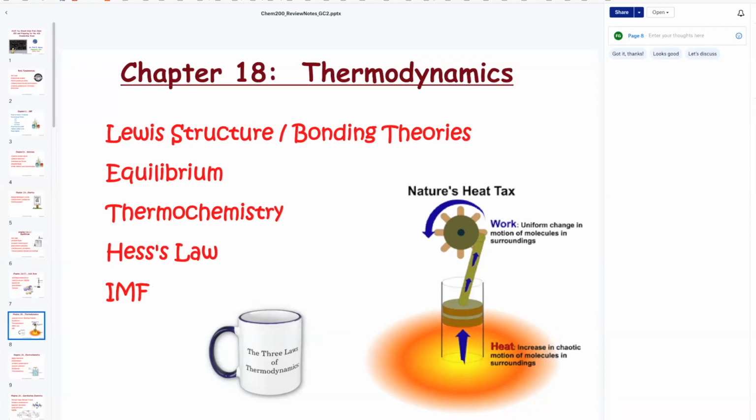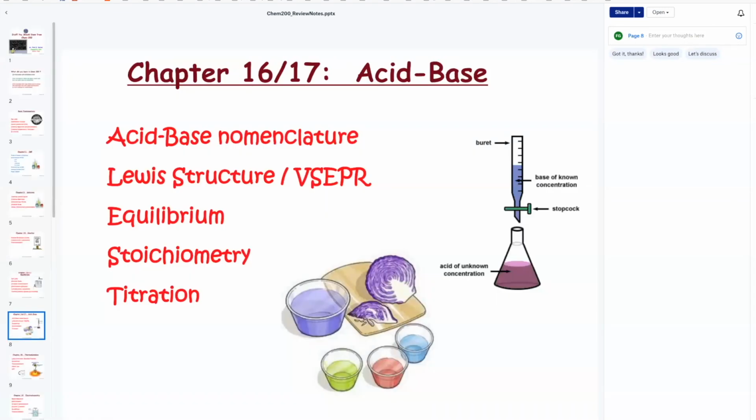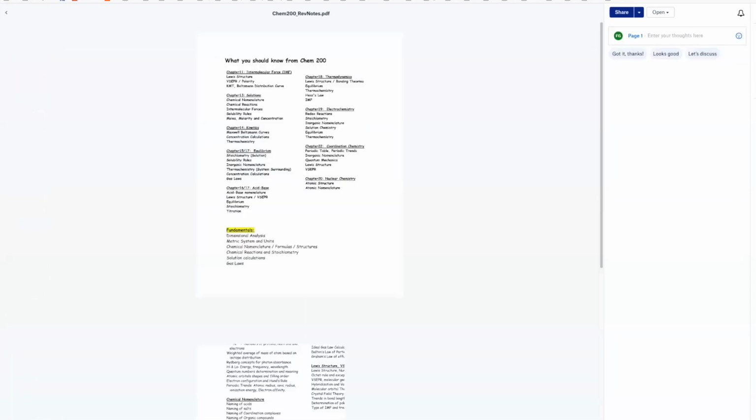Okay, thermochemistry, again from general chemistry, Hess's law. Remember, the sum of the parts equals the whole, okay, and intermolecular forces. Then we already did acid-base chemistry.